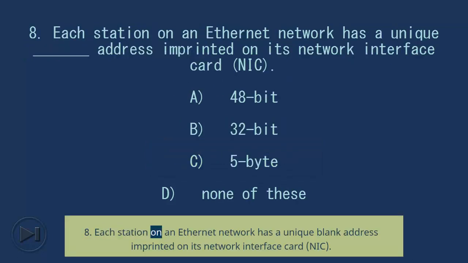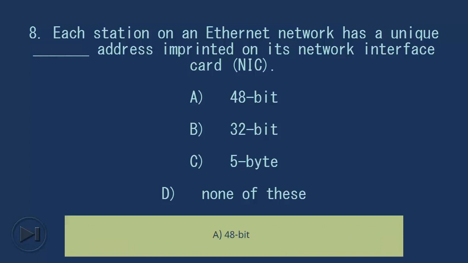8. Each station on an Ethernet network has a unique blank address imprinted on its network interface card, NIC. A. 48-bit. B. 32-bit. C. 5 byte. D. None of these. Answer, A. 48-bit.